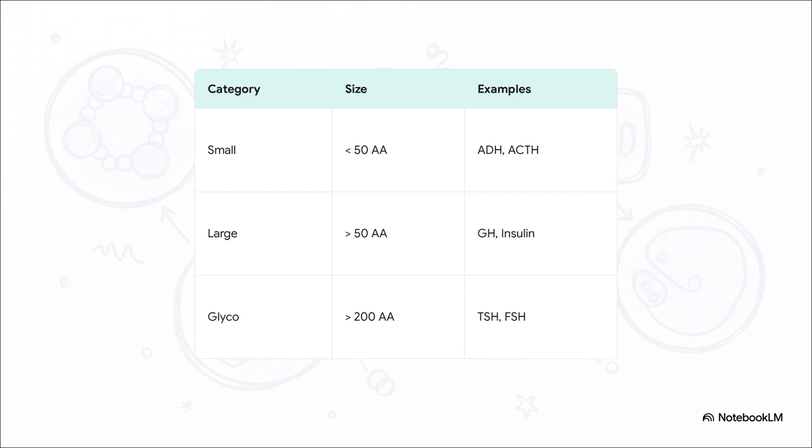You have to know the exact numbers here. Growth hormone has 191 amino acids. Prolactin has 199. Insulin has 51. PTH and renin also fall into this class. Finally, we have the glycoproteins. These are massive, over 200 amino acids, and they share a common alpha subunit. Examples include TSH, FSH, and LH.